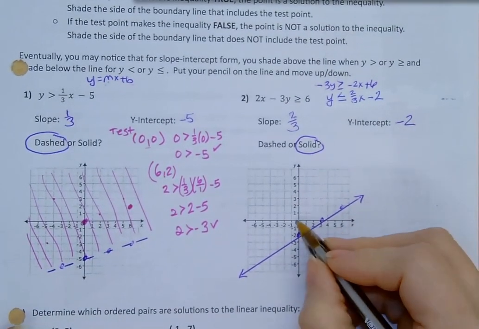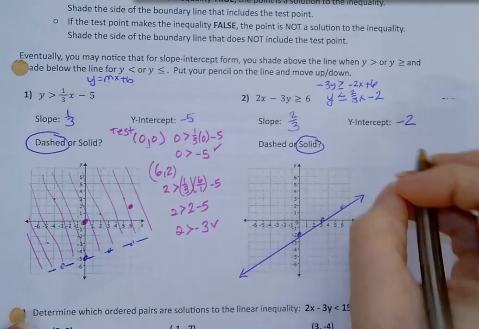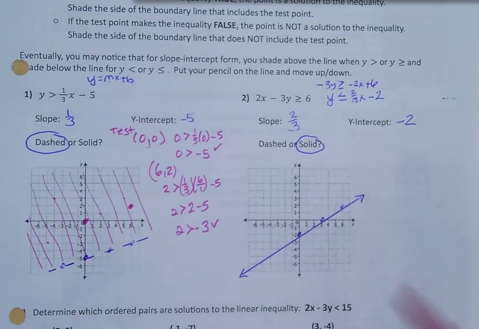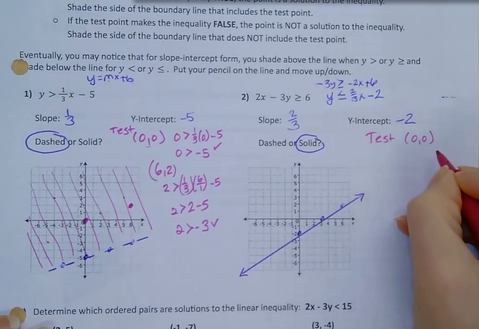And so now I have to decide what test point I'd like. I will almost always choose 0, 0 if that is not part of my line. So 0, 0 is my test point that I'm going to use. Let's see if it works. We're going to test with 0, 0.